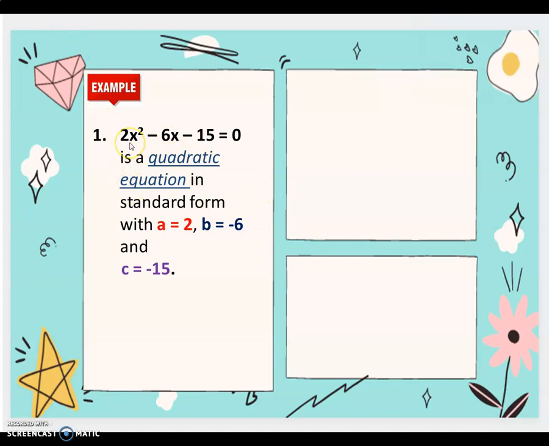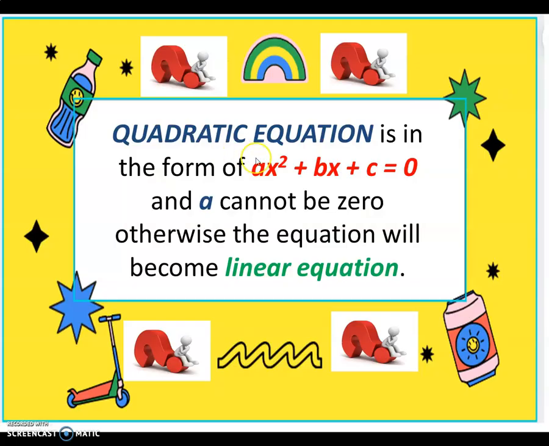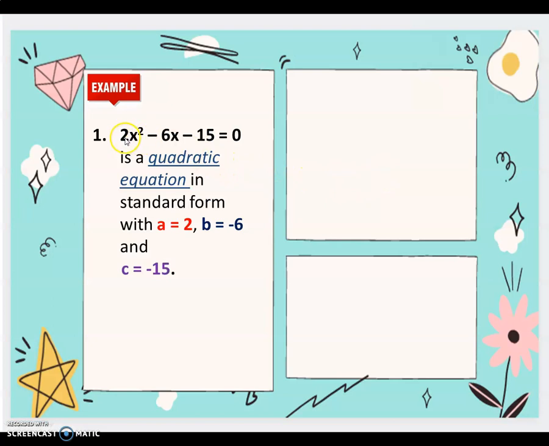So, number 1, our example is 2x squared minus 6x minus 15 equals 0. Kung titingnan natin yung pattern or the standard form as ax squared plus bx plus c equals 0, ang 2x squared minus 6x minus 15 equals 0 ay nakapattern siya sa standard form. So, therefore, ito po ay quadratic equation. So, paano ba nalalaman na quadratic?